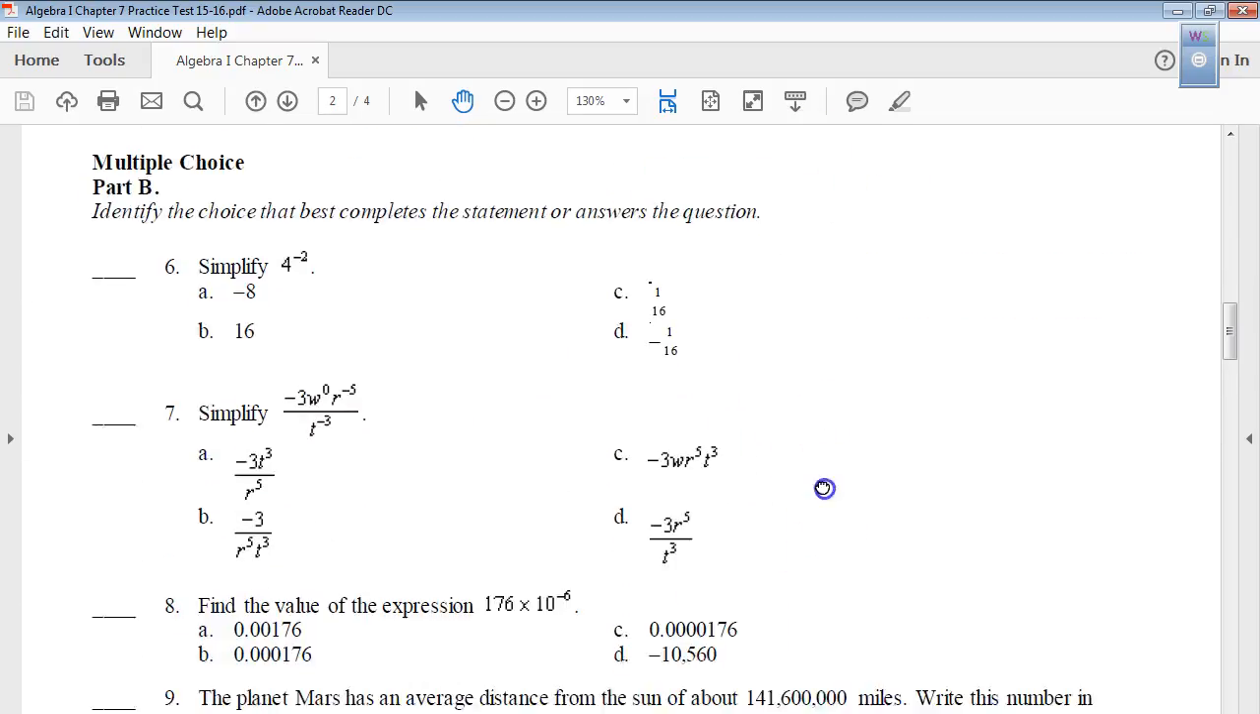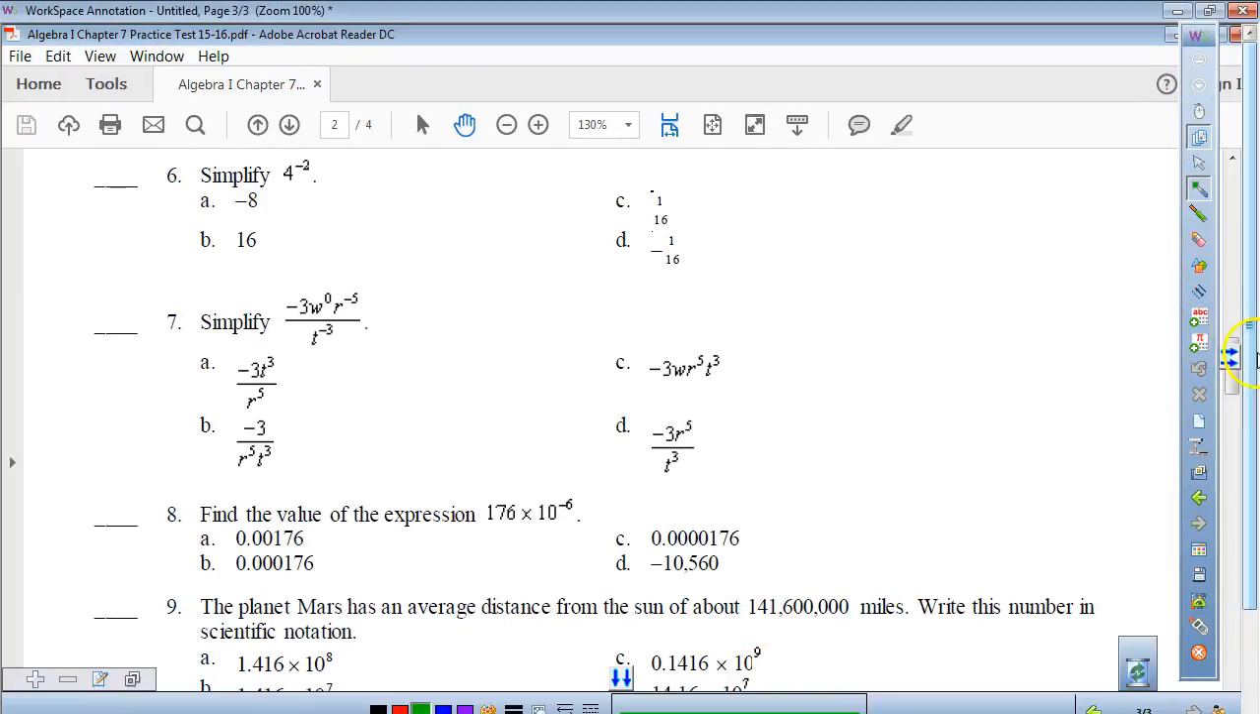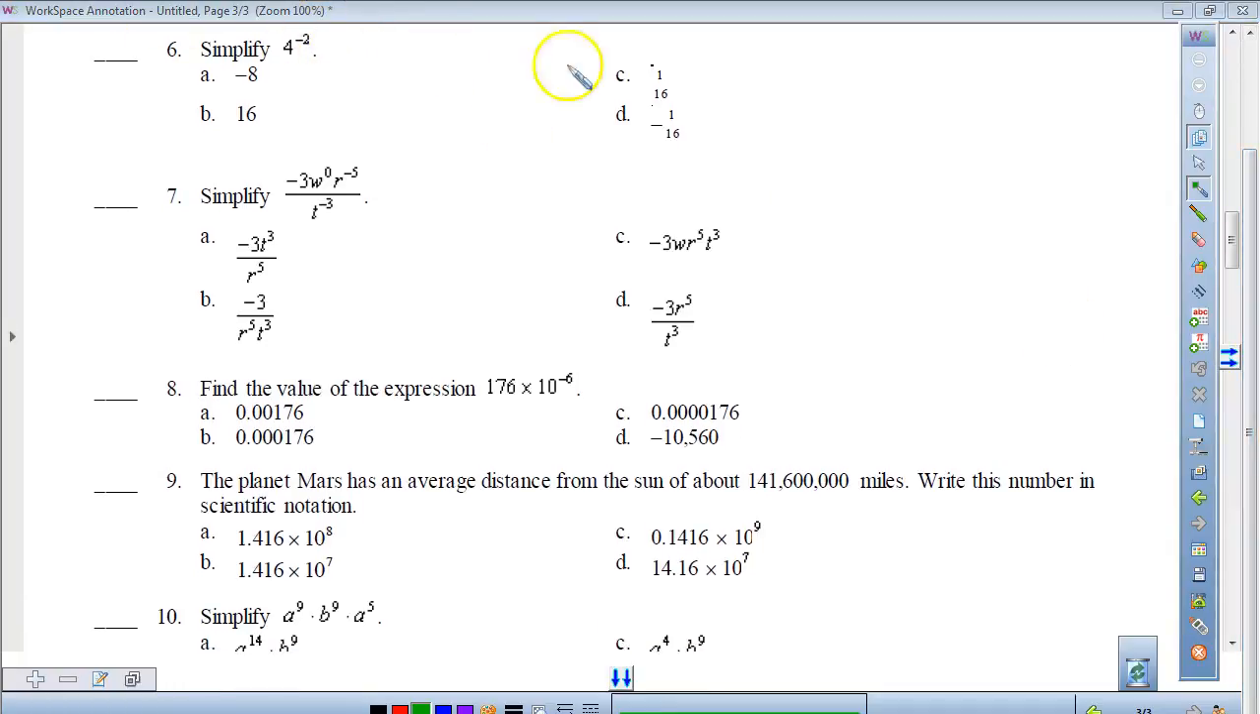Number 6, simplify 4 to the negative second power. Okay, we're into the actual questions from this chapter out of the review. 4 to the negative second power, we talked about that equaling 1 over 4 to the positive second power, and 4 squared is 16. So the answer here is 1/16, C.